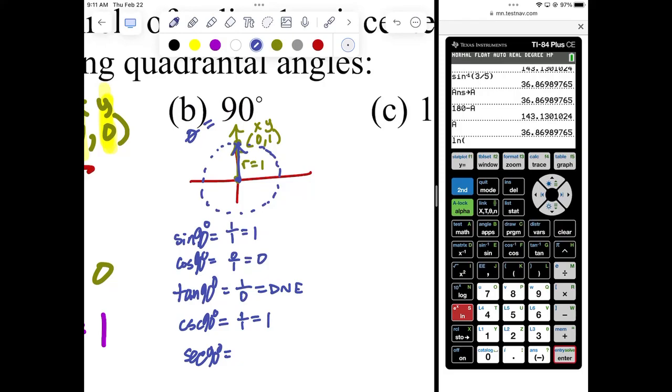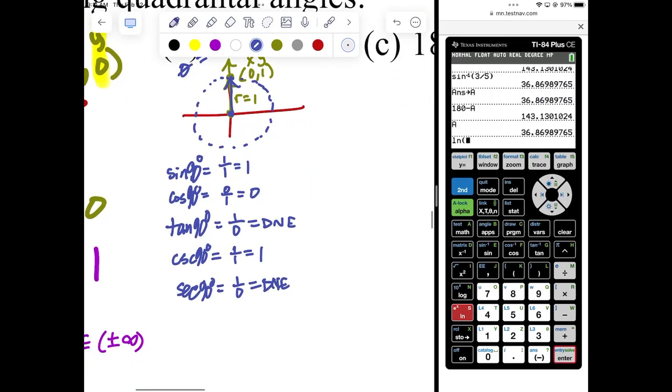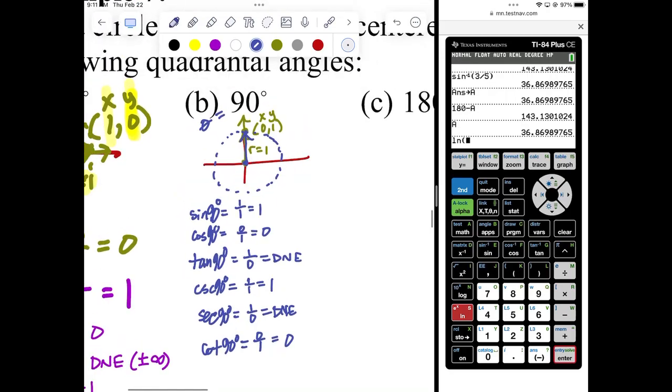Secant of 90, that's r over x. r over x is 1 over 0. Guess what that is? DNE. And then finally, we'll finish out this little section with cotangent of 90 degrees. Cotangent is x over y. That's 0 over 1, which is 0. Right? 0 in the top only is always 0. 0 in the bottom at any time is DNE.